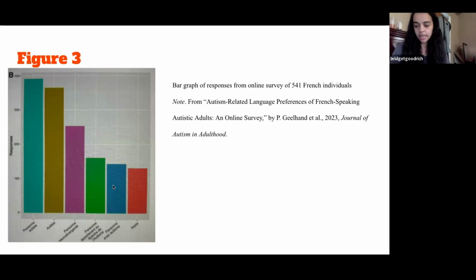The next one is person with autism. 140 participants ranked this as their preferred descriptor. And then the last one, this is a shortened name. It's ASPE for Asperger's. About 130 participants rated this as their #1 preferred descriptive term. So the top 3 preferred terms were all identity first language. The results of this study showed.